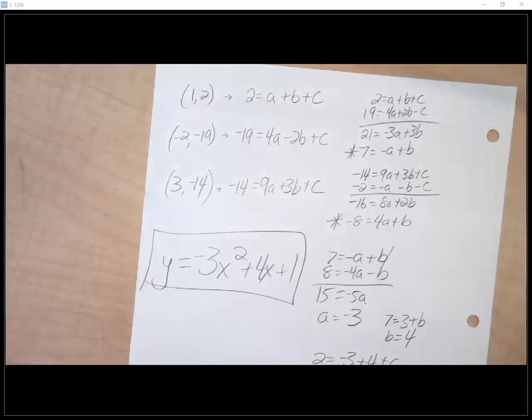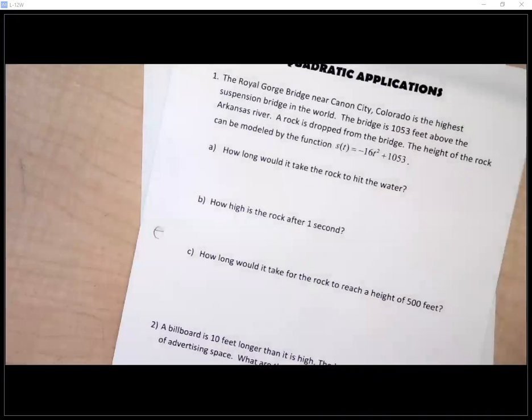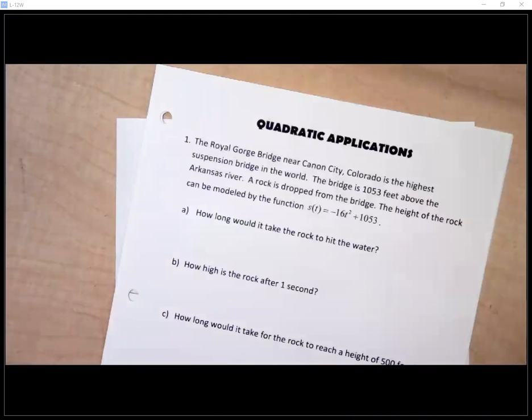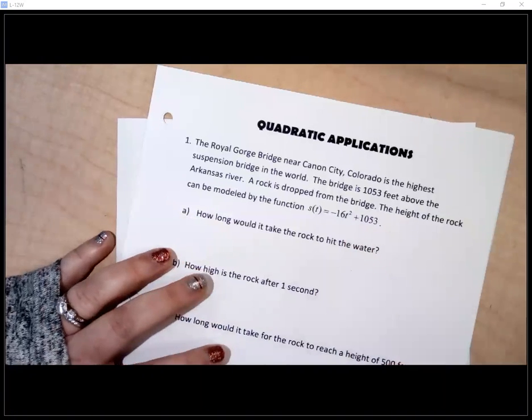Okay, everybody, let's take a look at the word problems we have in front of us here. Quadratic applications. The Royal Gorge Bridge near Canyon City, Colorado is the highest suspension bridge in the world. The bridge is 1,053 feet above the Arkansas River. A rock is dropped from the bridge. The height of the rock can be modeled by the function given. How long would it take the rock to hit the water?